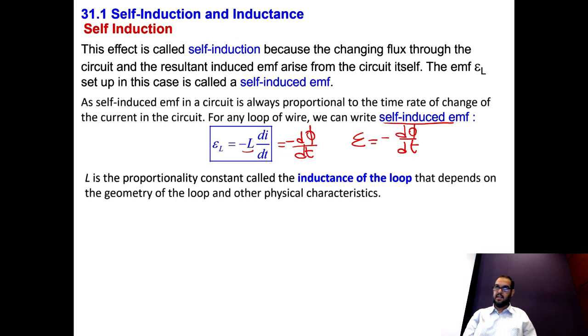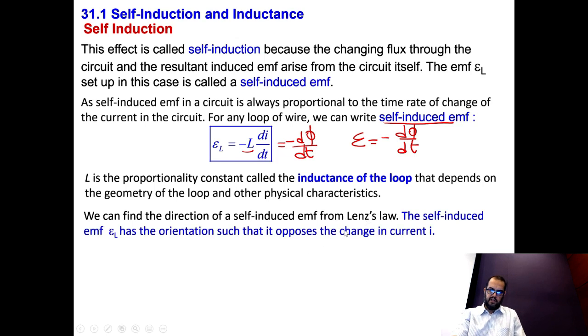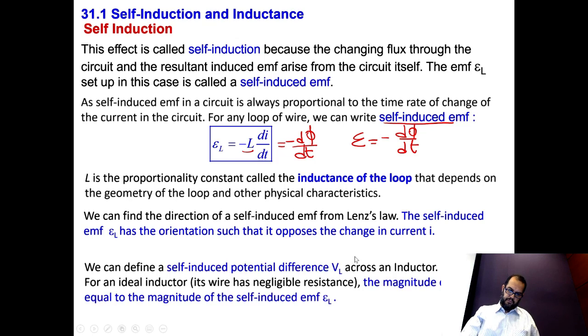Okay, L is called the inductance of the loop. So this is inductance, a new term, and it only depends on the geometry of the circuit, as we will see. We can find the direction of the induced EMF using Lenz's law, so it just opposes the change of the flux. Okay, and we can define the self-inductance potential difference VL across the inductor for an ideal inductor. An ideal inductor is usually a solenoid that has zero resistance, and the magnitude VL is equal to the magnitude of the self-induced EMF.